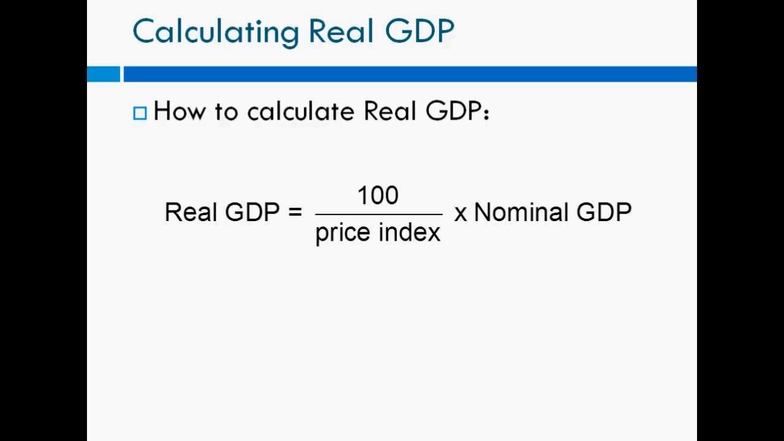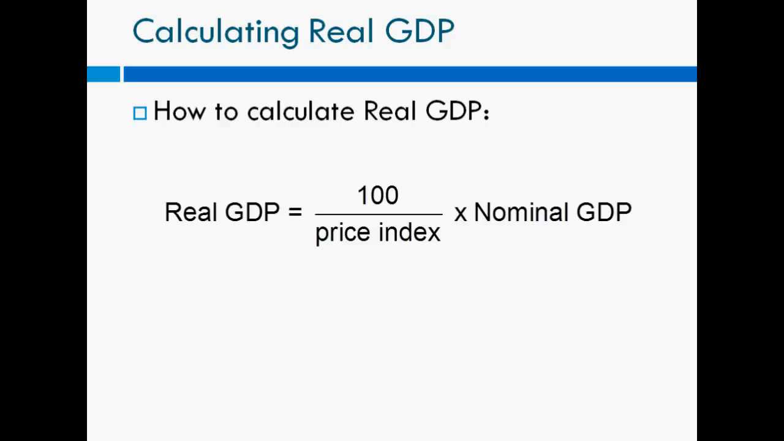Real GDP equals 100, the base year, divided by the price index for the year that we're interested in, say 2013, the price index in 2013, times nominal GDP for 2013. So we've got the nominal GDP for 2013. We use the income method or the expenditure method. We've seen the Bureau of Statistics can easily collect that data. And then you use the price index for 2013.